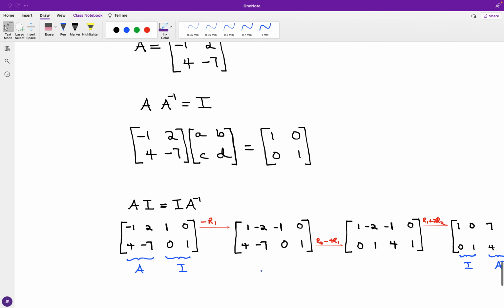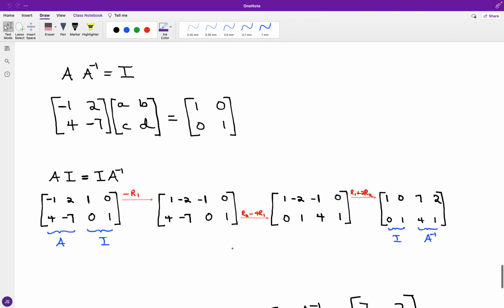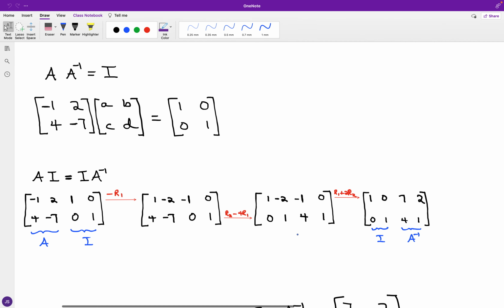And again, with the other follow through, we have A times the identity is equal to the identity times the inverse. Again, setting it and clustering, I have negative 1, 2, 4, negative 7 for A. I, again, have 1, 0, 0, 1. And following through, taking the opposite sign of the top row, the transformation has 1, negative 2, negative 1, 0. And then taking the second row and deducting 4 times the top row, so I'm going to have 0, 1, 4, and 1.